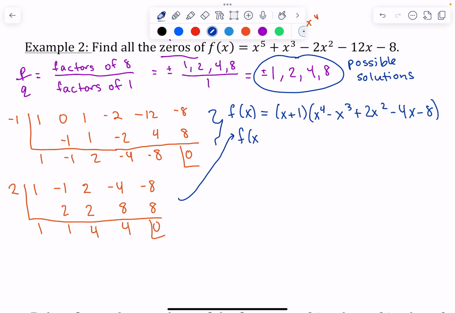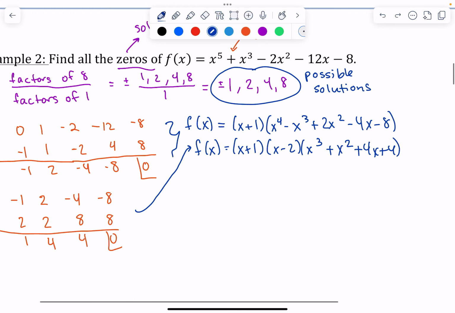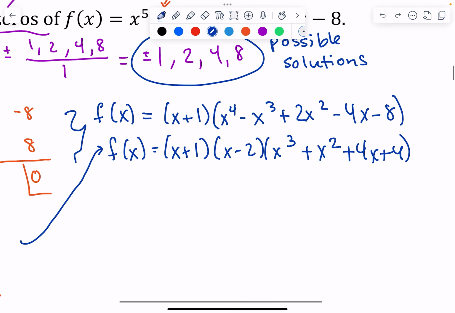Okay, so because that worked out, now I know that f of x is equal to the x plus 1 still there, and now this, what I'm about to write, is the factored form of what I just underlined. So it would be x minus 2 times x cubed plus x squared plus 4x plus 4. And now if you look at this part, that can be factored using our traditional methods. So I'm going to do factor by grouping.